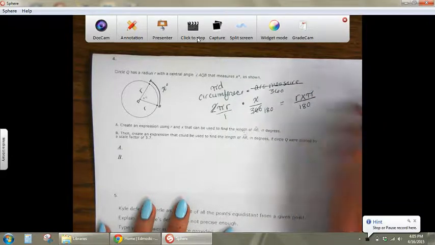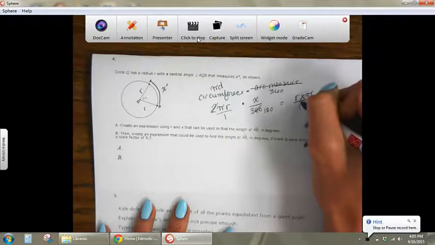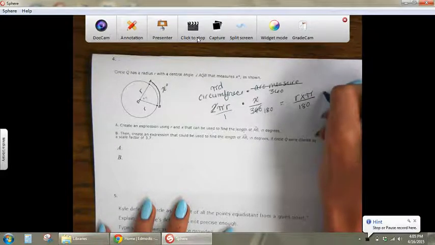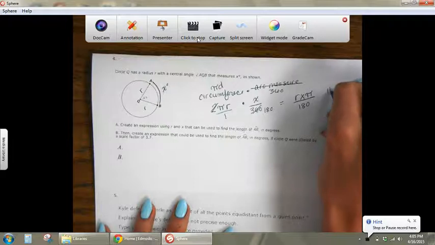And I just put that in alphabetical order. Maybe they would want it to be pi rx, because don't we usually put the pi in front of variables? Maybe. It doesn't matter. It's the same thing due to the commutative property of multiplication. So I'll just write it pi rx over 180. So that would be the answer here.